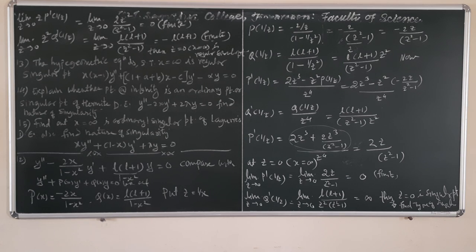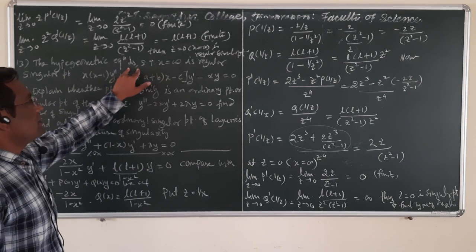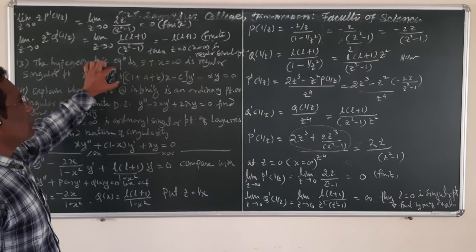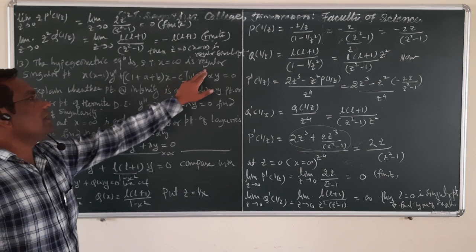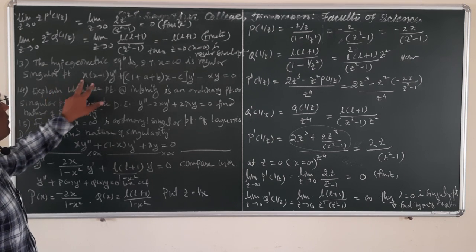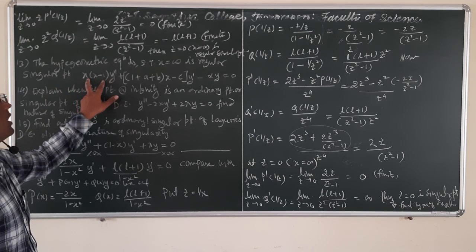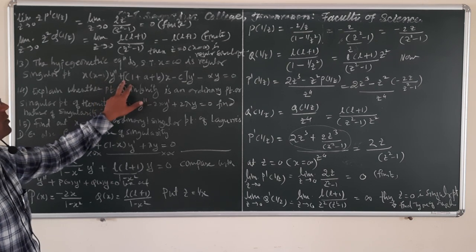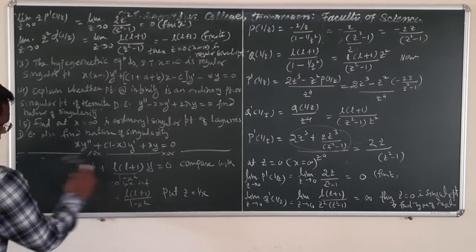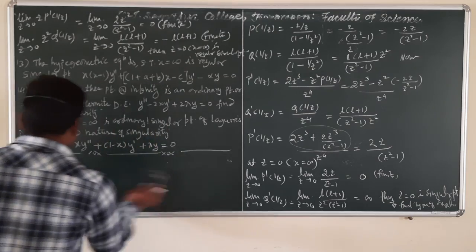Now we are solving problem number 13. Problem number 13 is: for the hypergeometric equation, which is written over here, show that x is equal to infinity is a regular singular point. So the hypergeometric equation is written over here, x into x minus 1 y double dash plus, I think I will rub this out so that you will get a clear-cut idea.